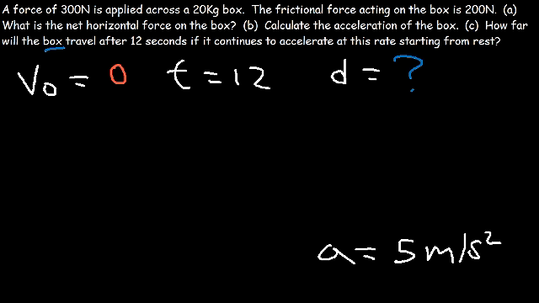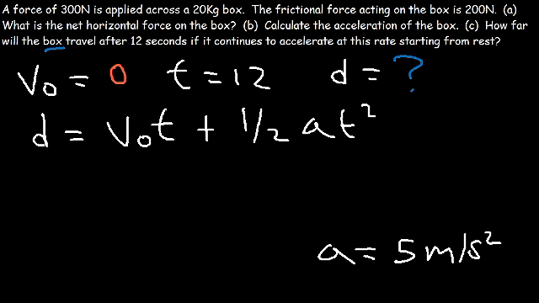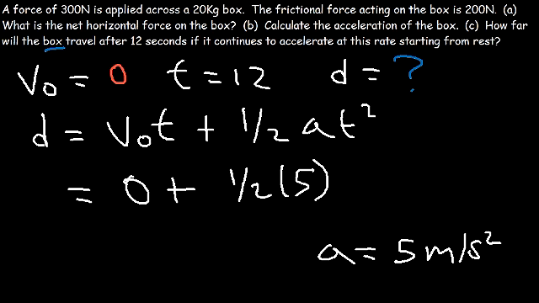What equation has V initial, T, D, and A? So make sure you review your kinematics equation. You never know when those equations will be helpful. The equation that you need is the displacement is equal to the initial speed multiplied by the time plus 1/2 at squared. The initial speed is 0. The acceleration is 5. And the time is 12. And let's not forget to square it.